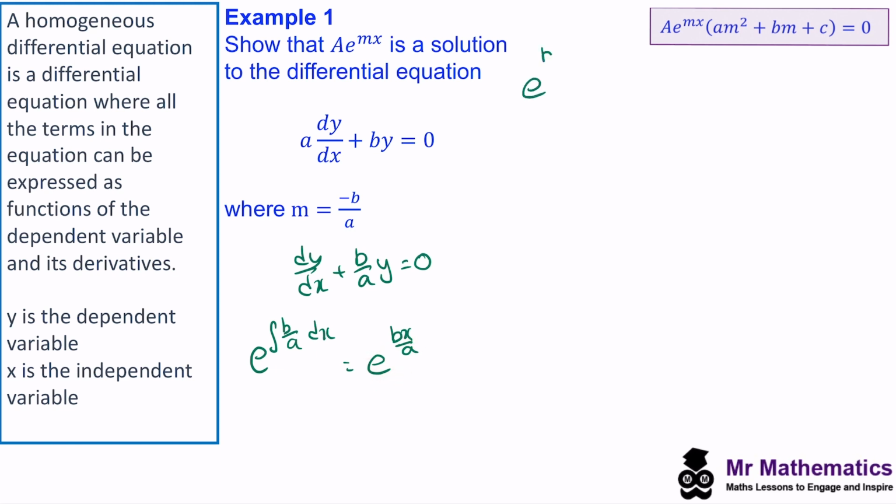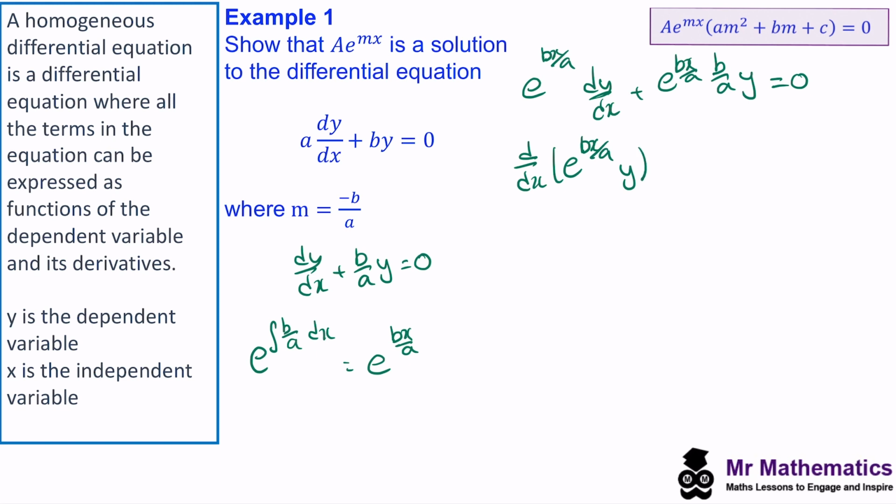So we get e to the bx over a times dy by dx plus e to the bx over a times b over a times y is equal to 0. Now can you see that the derivative of e to the bx over a is given here, and the derivative of y is dy by dx. So we can use the reverse product rule, where d by dx of e to the bx over a multiplied by y is the simplified version of this left hand side, and this is equal to 0.